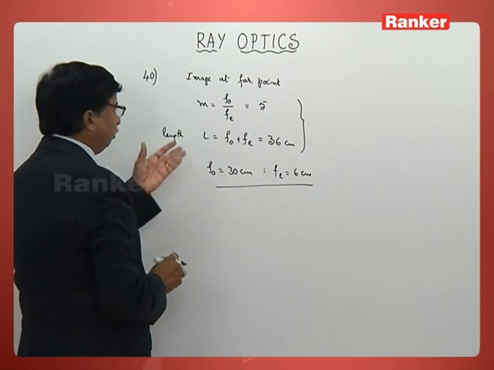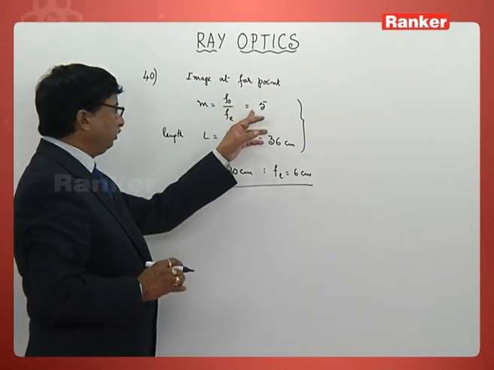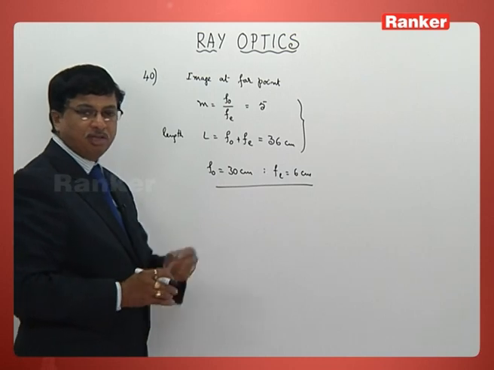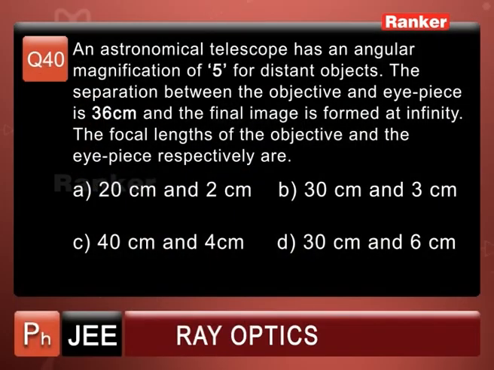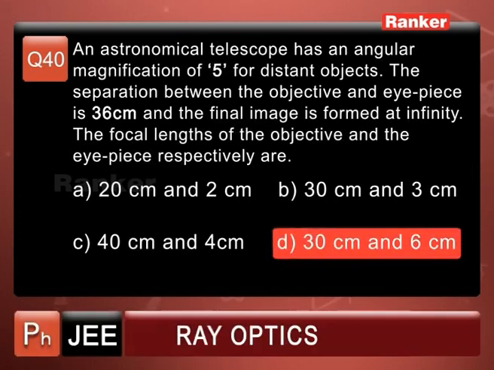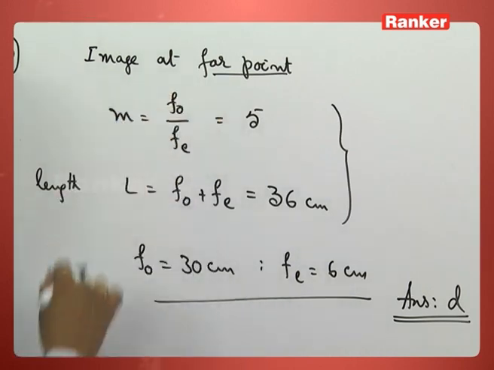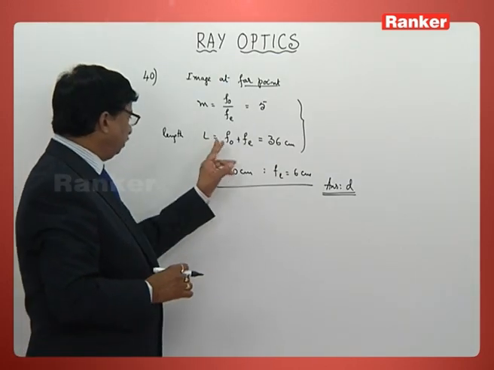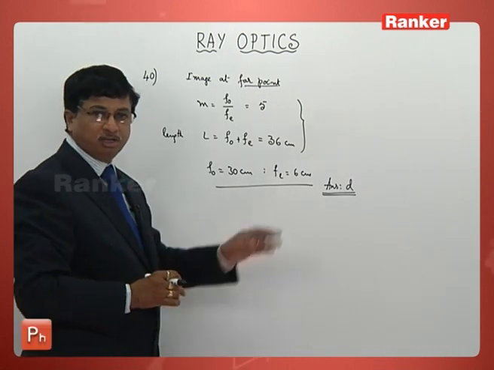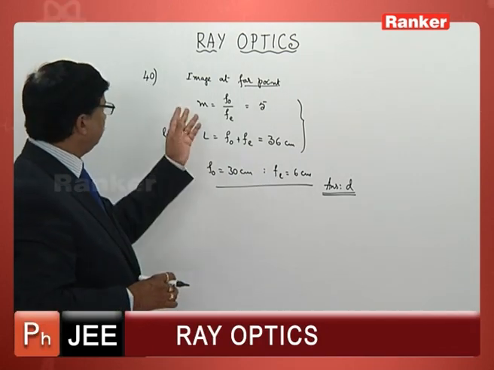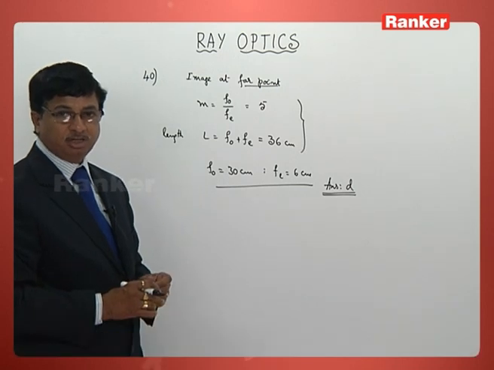So directly even without doing the problem also you can check it. 30 by 6 is 5, 30 plus 6 is 36. According to the given options you can decide your answer there itself. This is one of the concepts what we have to understand from this model. So the correct answer for this one is also the same, that is D, the fourth option is the correct option for it. But only thing you need to understand is whenever image is formed at far point, magnification has this formula FO by FE and length has got the formula FO plus FE. That is the point we have to understand. So this is problem number 40 what we have here.